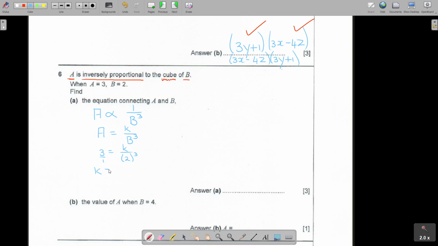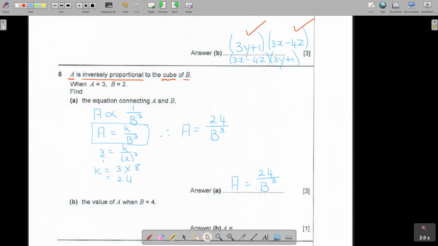And I get K is equal, I cross multiply. Can you remember what I said? One term equals one term, cross multiply. And this will be 3 times that, 2 to the power 3 is 8. And that's 24. Okay. And now, don't forget, you can almost highlight, I have to substitute it there. So therefore, A is equal to 24 B to the power of 3. So A is equal to 24 B to the power of 3.